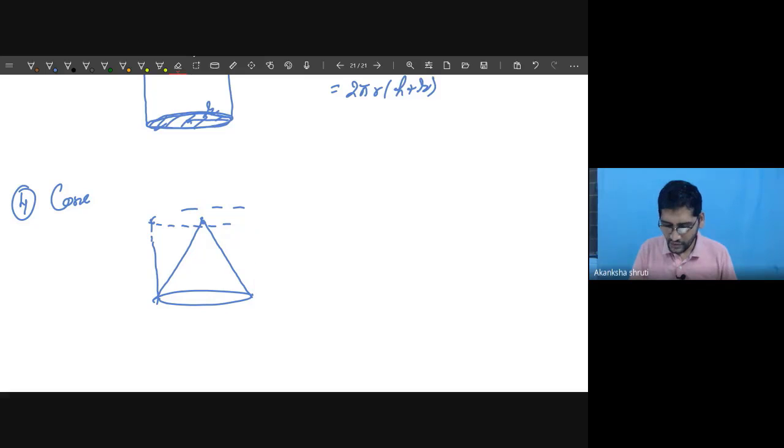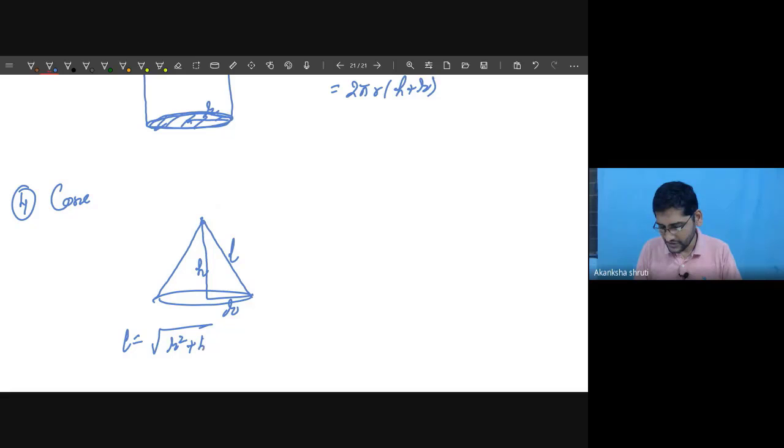In the case of a cone, we have three quantities. The two are the same as for the cylinder, but the third one is the slant height. So consider this one. This is our radius, this is height h, and this L is called the slant length. L is obtained by the formula under root of R square plus H square, because it is forming a right angle triangle. Okay, students?